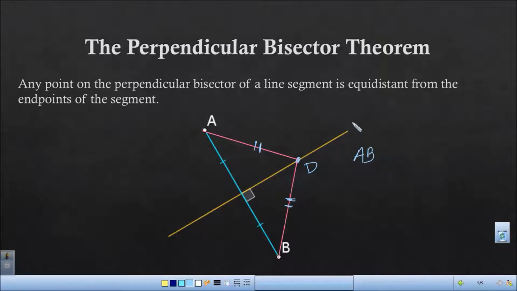AD is congruent to DB by the perpendicular bisector theorem. Sorry, my pen is giving me a little grief. All right.